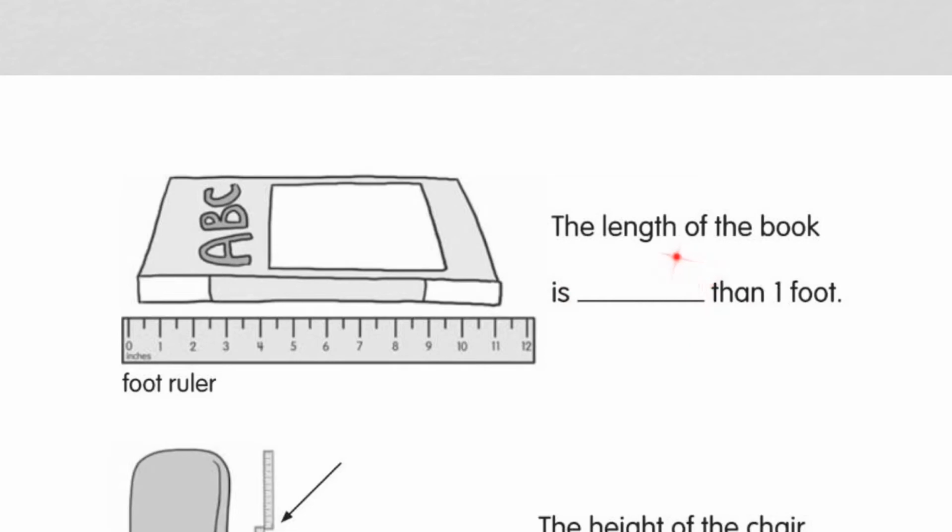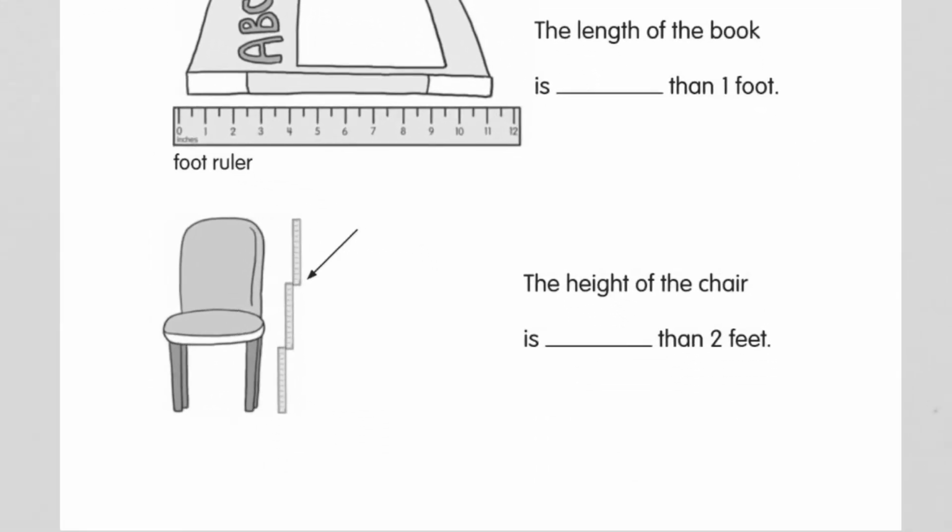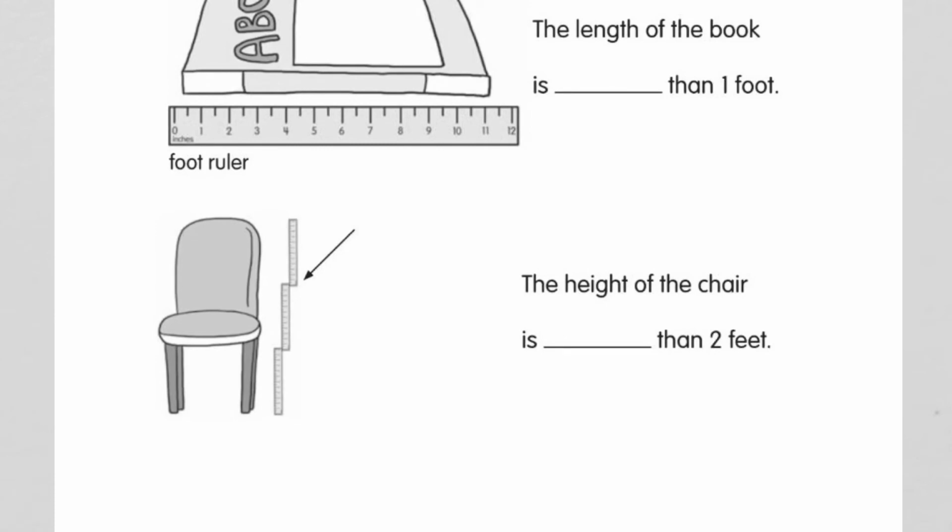Is it equal to a foot? Is it less than 1 foot? Is it more than 1 foot? Say it out loud, please. Great. Let's look at the height of this chair. Now, this is a ruler. This is a ruler that measures 1 foot.